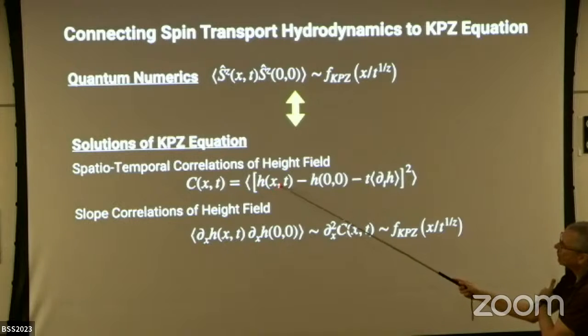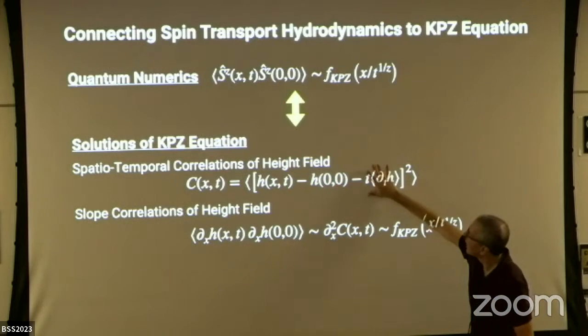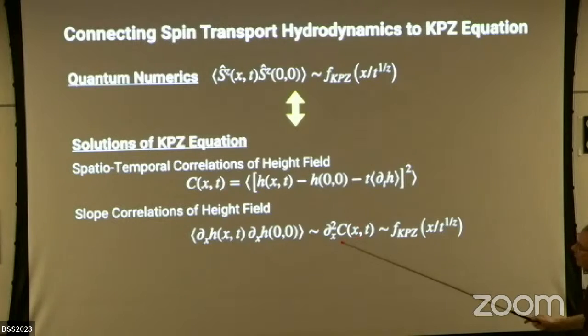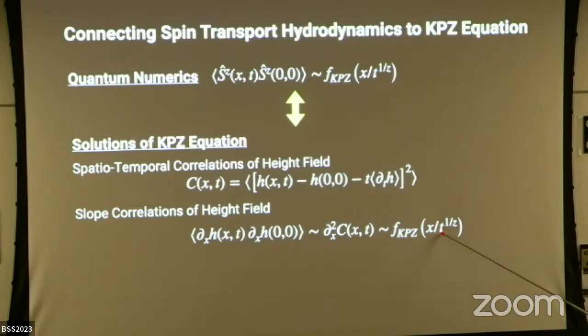So this is just the height field at x, t minus the height field at 0, and subtracting this boring average growth rate in the system. That's then the second derivative of this correlation function of the height field, which is just the correlator of the derivative of the height field at x, t with the derivative of the height field at 0, 0, is also the KPZ scaling function. So then people say, well, maybe then these are the same thing.